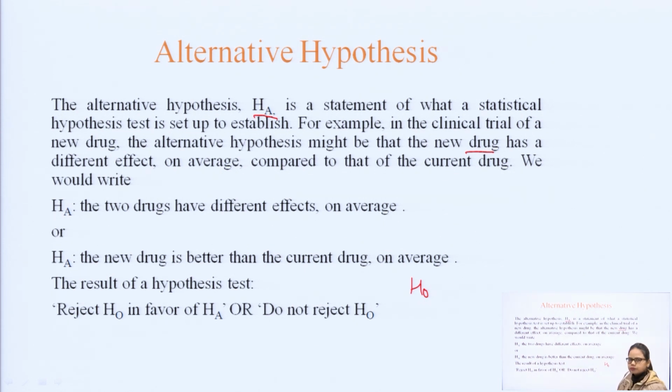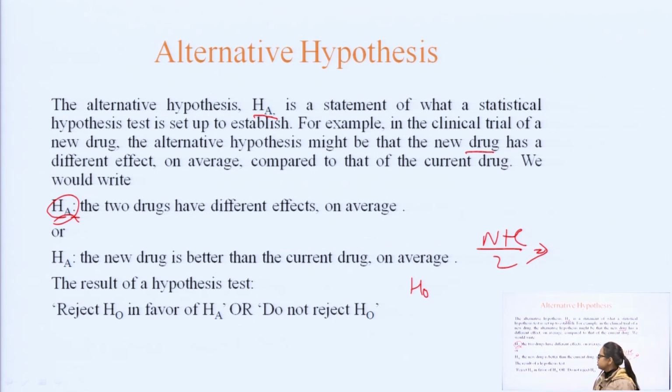So, here we can write HA, this is the symbol of the alternative hypothesis. A means alternative and H means hypothesis. Two drugs have different effects. Or, the new drug is better than the current drug on average, meaning we take the average, and on average the new drug is better than the current drug. This is our alternative hypothesis.